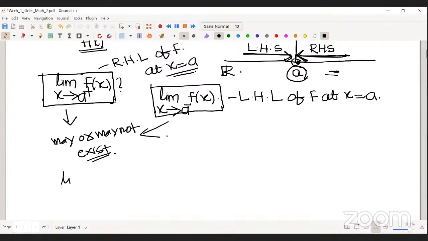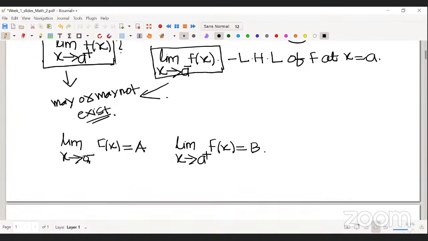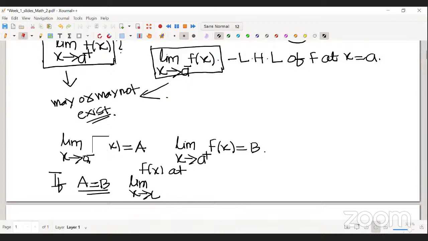Suppose they exist. Suppose it gives you some value. Suppose this is A, this is B. So if A and B are equal, then we say the limit of f of x at A exists, and we will denote it using this symbol, that is A, which is same as B.